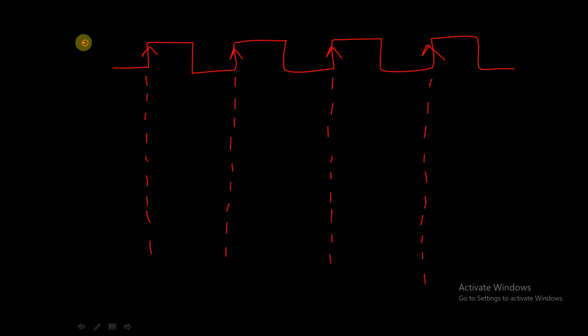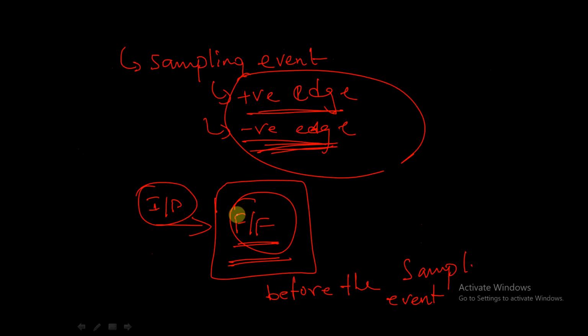Now, this is my clock. And what is the condition for this input to be recognized correctly? The condition is that it should be applied before the sampling event. That is a setup time requirement. So the input should be applied before the sampling event so that the flip flop can recognize it correctly, right?